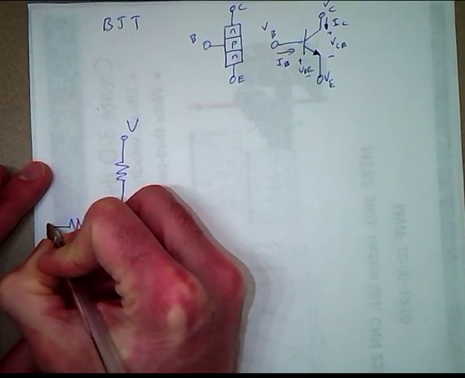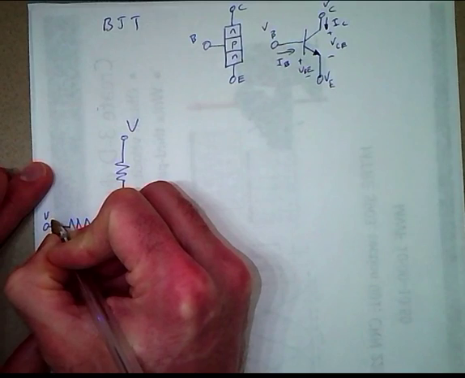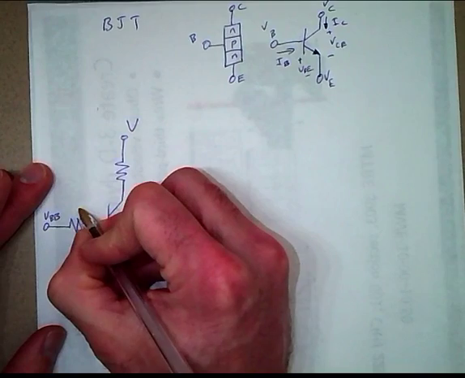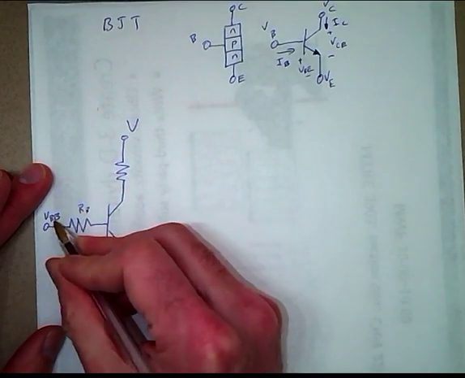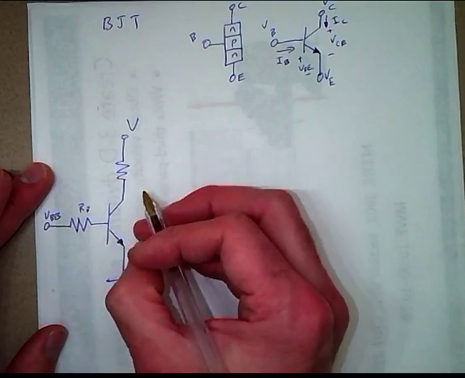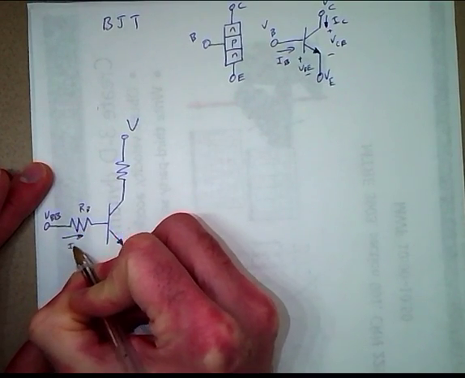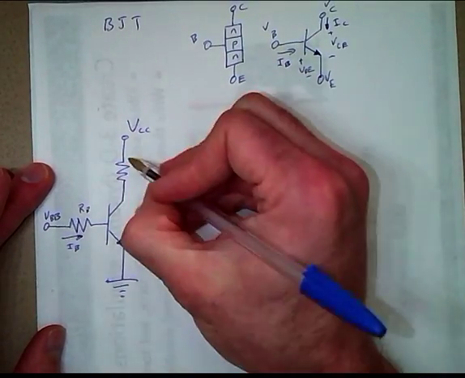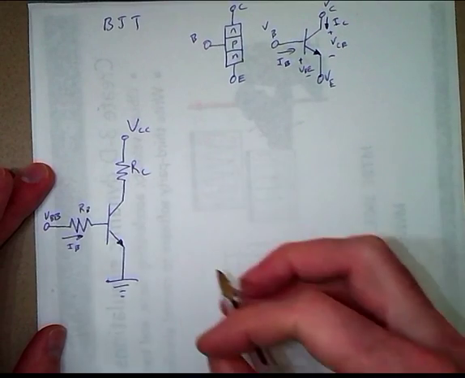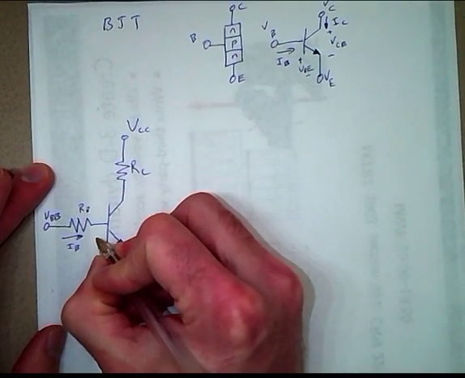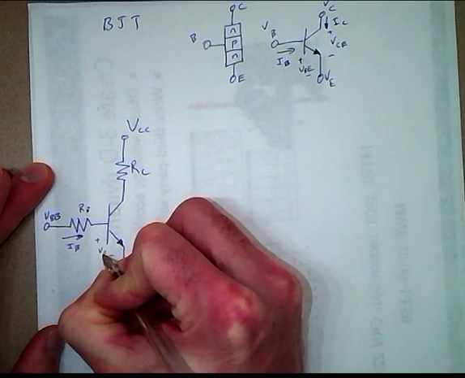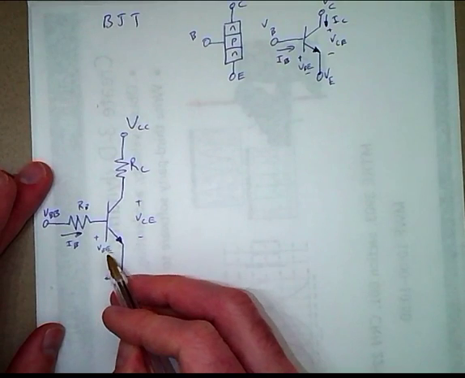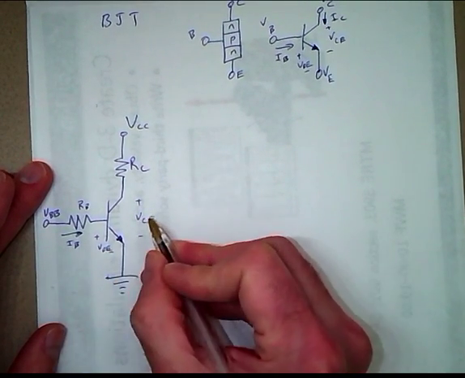And then typically we have a voltage source, VBB, and then this resistor RB and the voltage source determine the current IB. Here we call this VCC, and then RC. So again we have VBE, the voltage between the base and the emitter, and VCE, the voltage between the collector and the emitter.